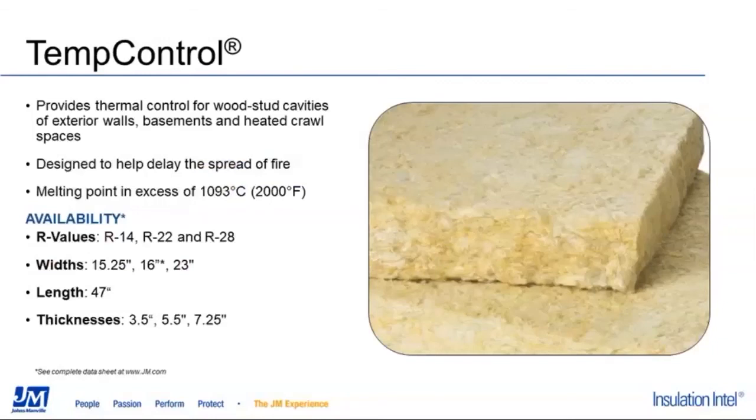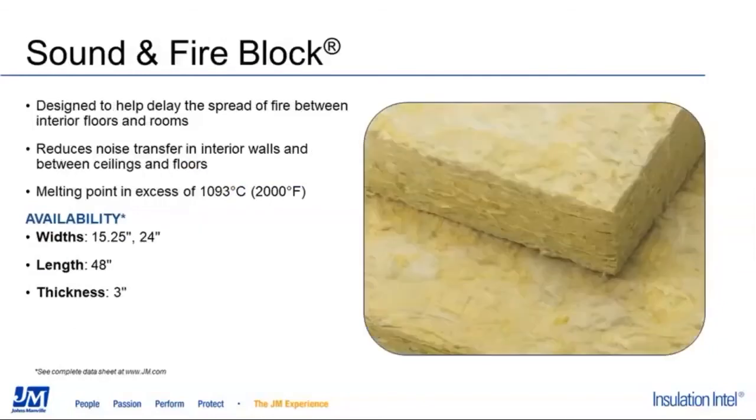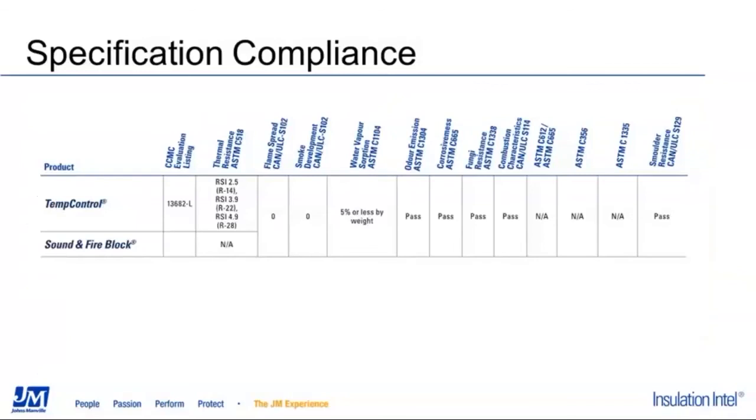And sound and fire block is the residential version of our SAFB, if you will, meant to be put in between floors and ceilings and in between interior partition walls, where you're not looking for an R-value rated product, you're just looking for that sound and fire performance. That would be our sound and fire block. And you can see the widths being available, most notably in those residential widths, those wood stud widths. And again, for specification compliance, I would direct you to jm.com for more information there.